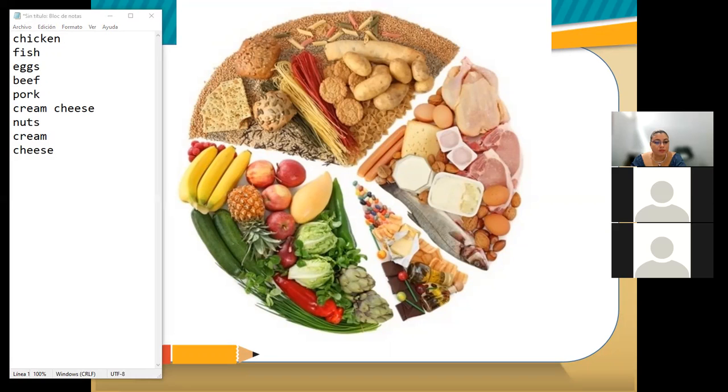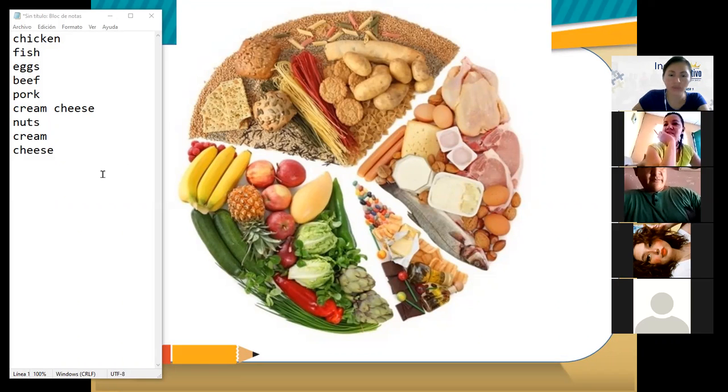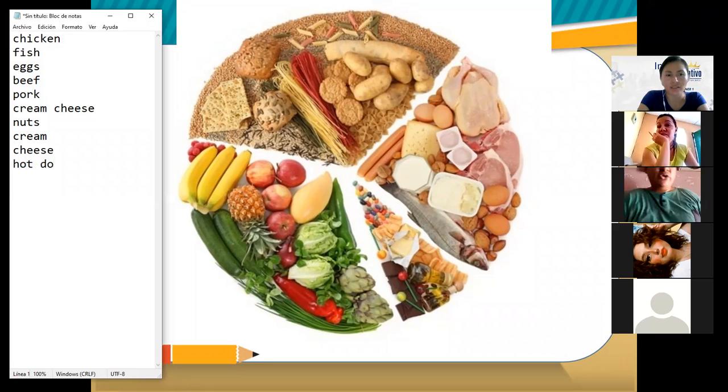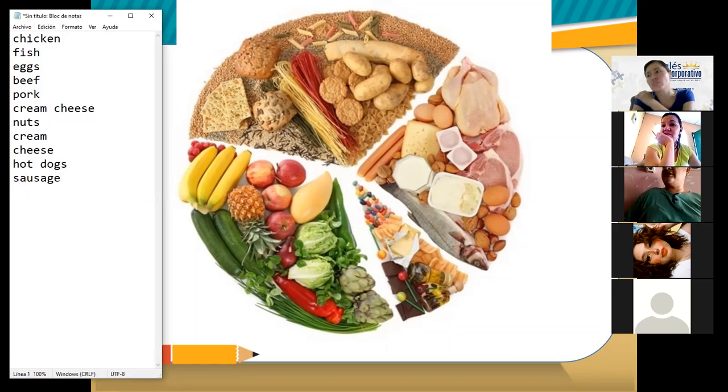Salchichas. ¿Cómo se pronuncia, Miss? Es que fíjese que son dos. En este caso, las que están ahí son hot dogs, son para hacer hot dogs. Pero la otra se llama sausage. Sausage es lo que nosotros conocemos como artesanalmente, como el chorizo, right? Eso es sausage.